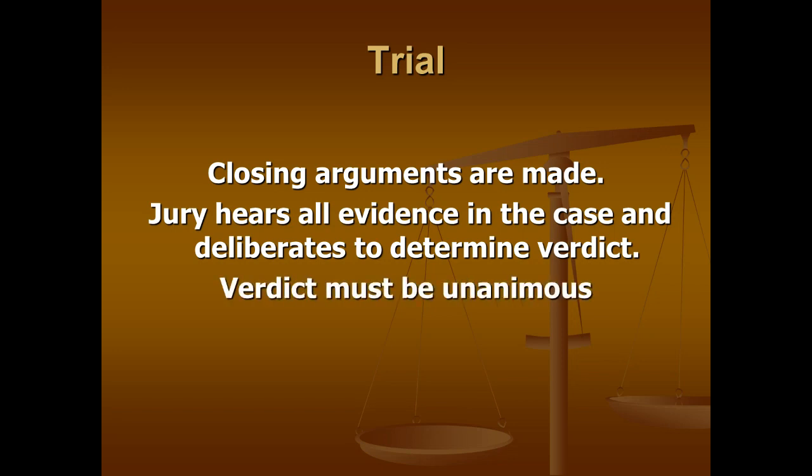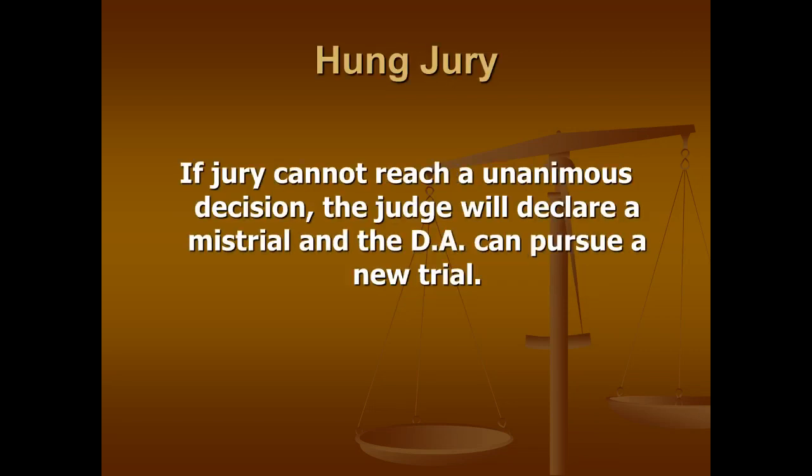And in North Carolina, the verdict must be unanimous. So that means that all 12 people have to say guilty, or all 12 people have to say not guilty to get to a verdict. Now, if that doesn't happen, if a jury can't reach unanimity, meaning all 12 agree, they declare a mistrial, and the DA has to start all over again. The district attorney has to start a whole new trial to convict again.